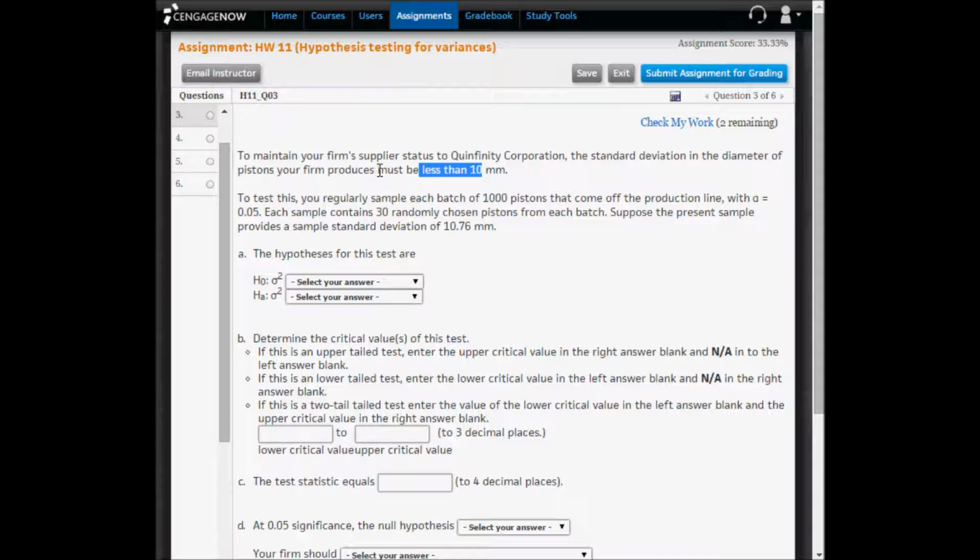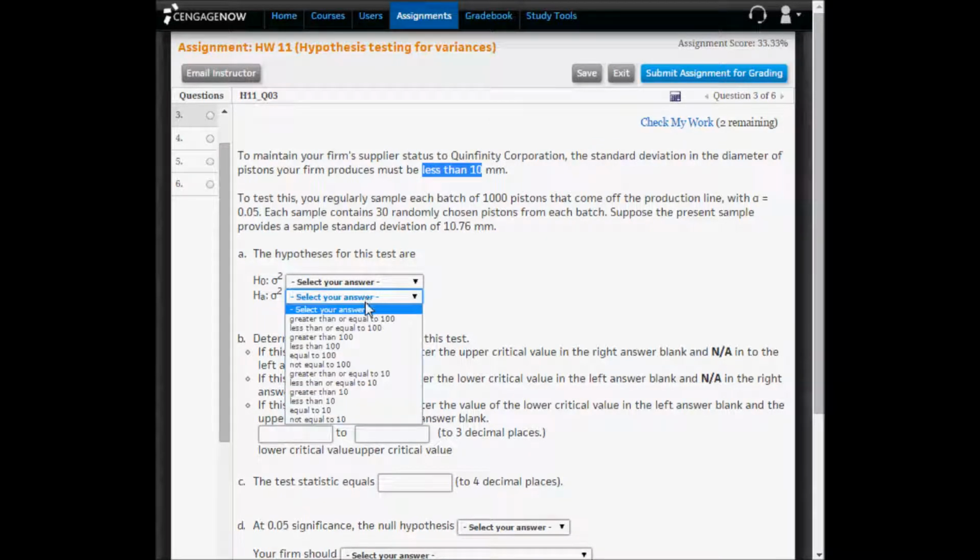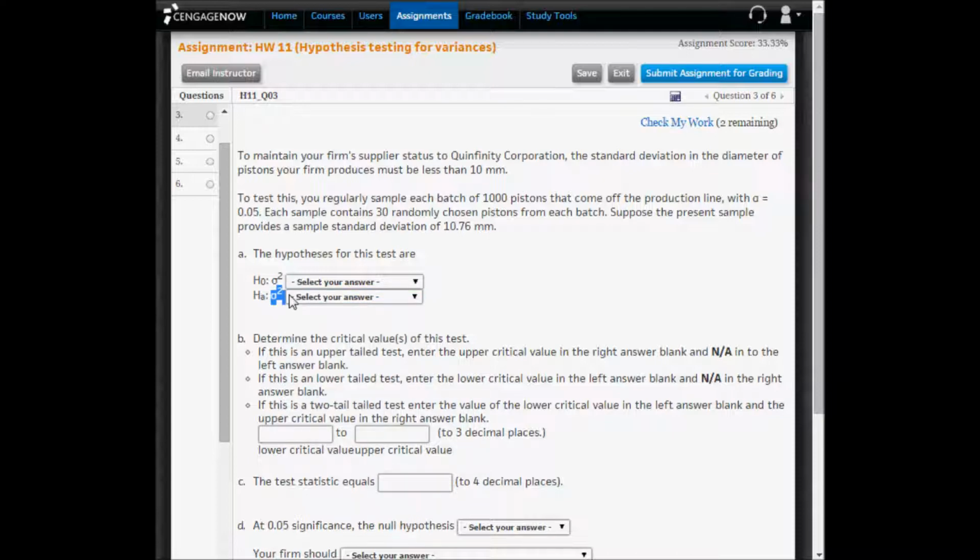So this right here says the alternative hypothesis is the variance less than 100. So again, the alternative hypothesis here says the variance is less than 100. If that is the alternative, then the null must be greater than or equal to 100. Next, we need to determine the critical values.